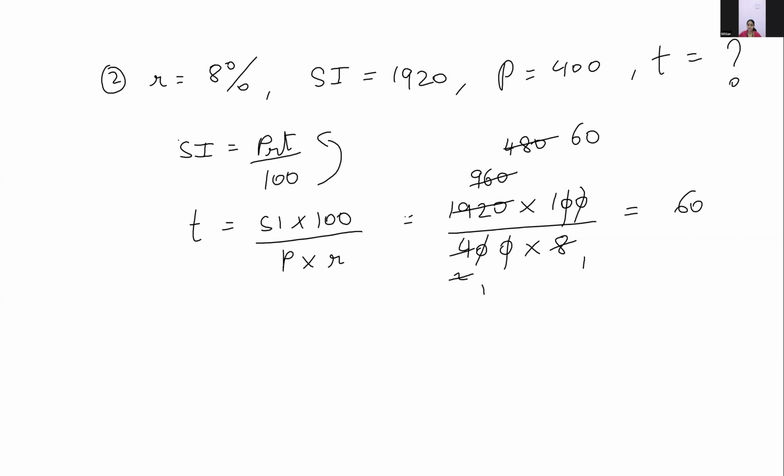Why ma'am? It cannot be 60 years because that's a lot. Usually in time, we don't get such big values in years. Even rate you can get huge numbers, but time you can't get huge numbers.